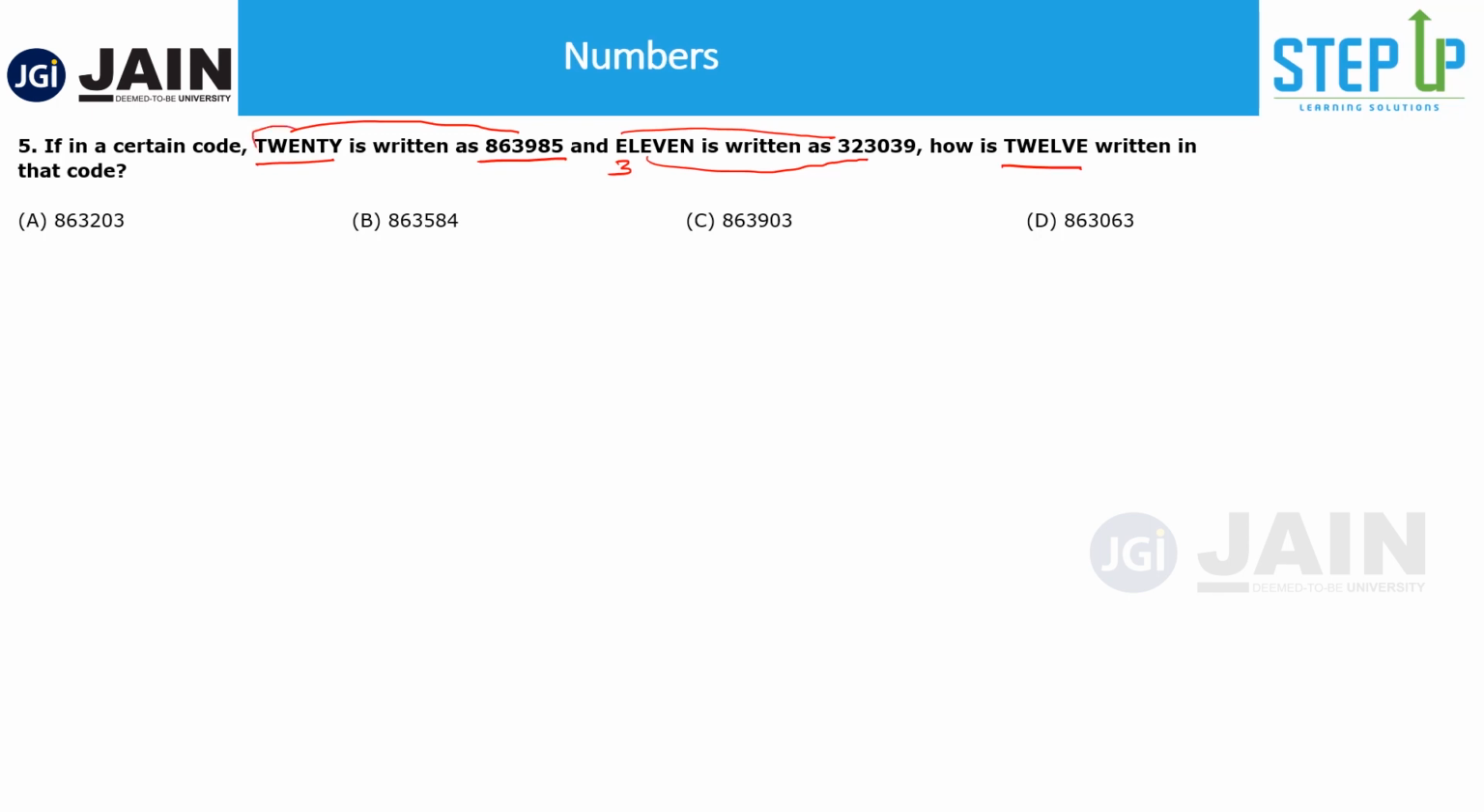12. So TWE, that means all these three. So 8, 6, 3 would be here. And then TWE, LVE. So LVE. So L is 2, right, from this we can see. And VE would be 03. So 863203. So first option.